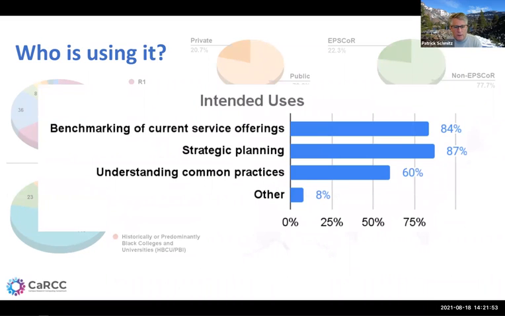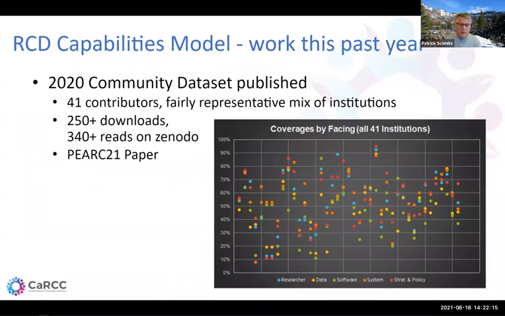Of those who downloaded it, a good mix of them is really interested in using it for strategic planning, as well as benchmarking their current service offerings to understand where they stand with respect to the community and some of their peers. But a fair number of institutions also just want to understand common practices and understand what is the union of all things that they might consider for research, computing, and data support.